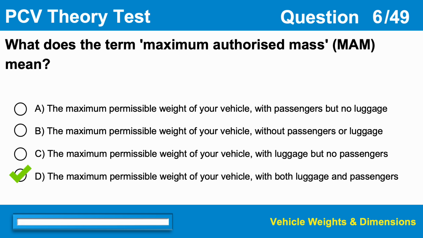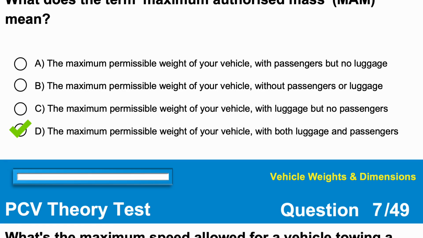The correct answer is D. A maximum authorized mass, MAM, means the maximum permissible weight of a vehicle, including its load. It's also known as gross vehicle weight, GVW, or permissible maximum weight. You're responsible for making sure the MAM isn't exceeded when the vehicle is fully loaded.